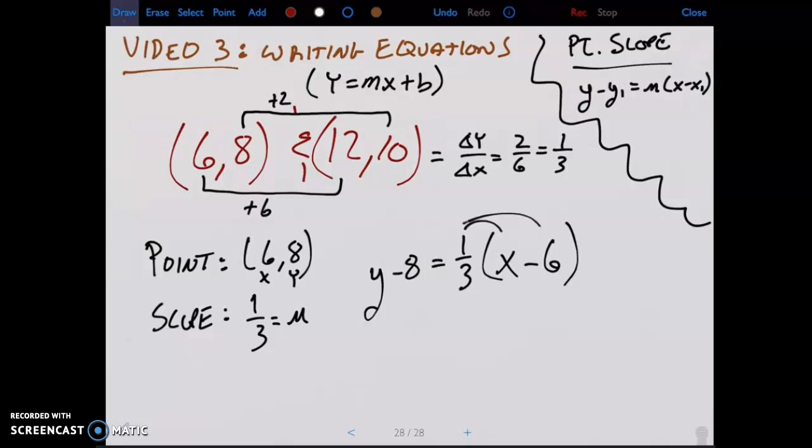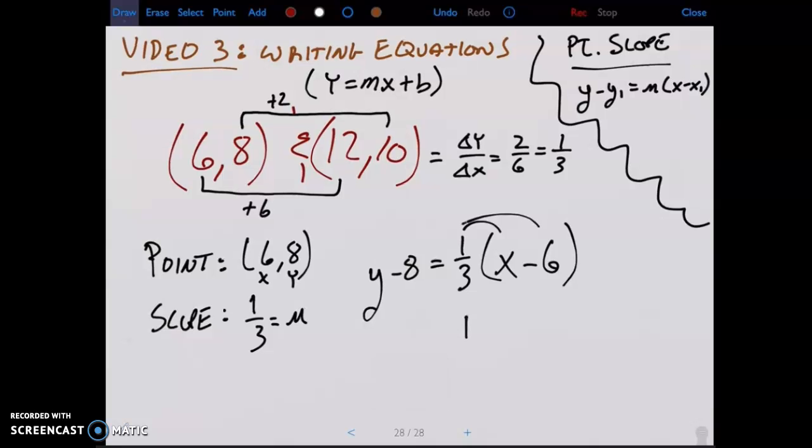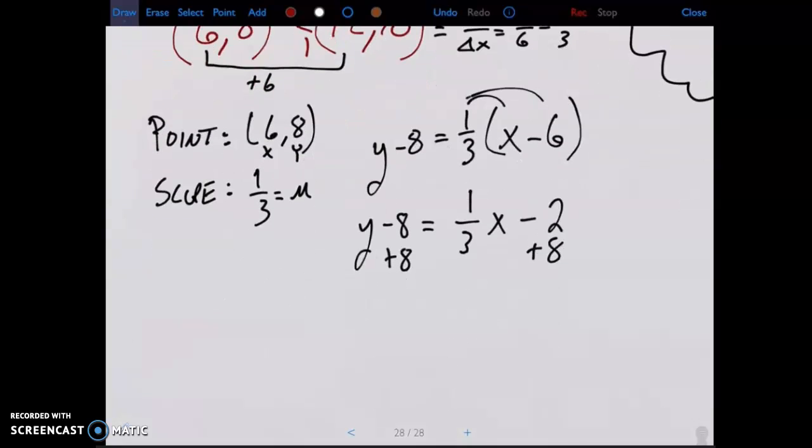Boom. And then from there, you can distribute. So this is in point-slope form. We're going to distribute to put it in slope-intercept form. 1/3 x, minus 2. I have y minus 8. And I have to add 8 to both sides. So I got y equals 1/3 x plus 6.